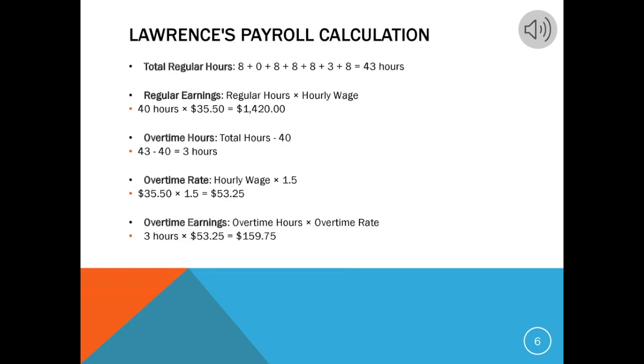Then for the overtime hours, we're going to be taking total hours minus 40, which is 43 minus 40 equals 3 hours. For the overtime rate, hourly wage times 1.5, we have to figure that out. So we're going to take 35.50 times 1.5, which equals $53.25 for the overtime rate. And then the overtime earnings, we're going to be doing overtime hours times overtime rate, which is 3 hours times 53.25, which equals $159.75.